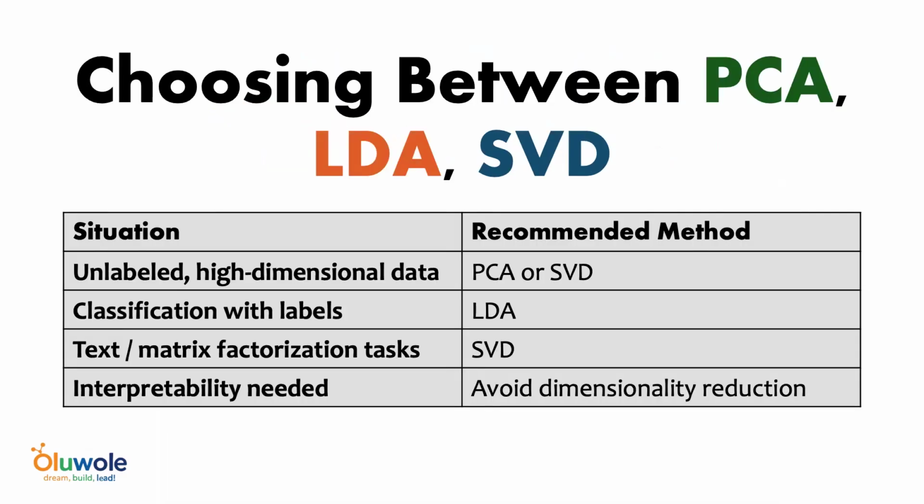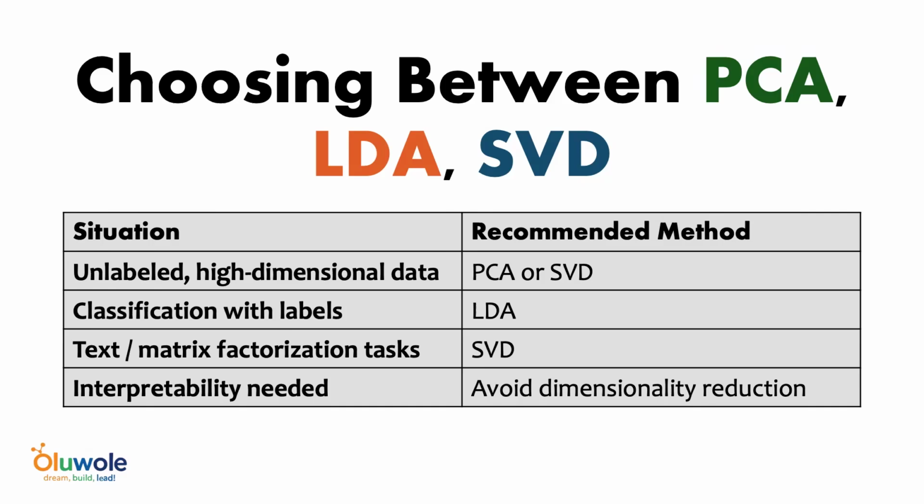So look at the situation: when do you choose between PCA, LDA, and SVD, like I've told us. When you want to use PCA on unlabeled and high-dimensional data, you can use either PCA or SVD. Yes, sir. If you have classification with labels, it's only LDA. Exactly. Then when you have text or matrix factorization, or you have voice, sound and things, noise, it is SVD. So you realize now that SVD can do the work of PCA.